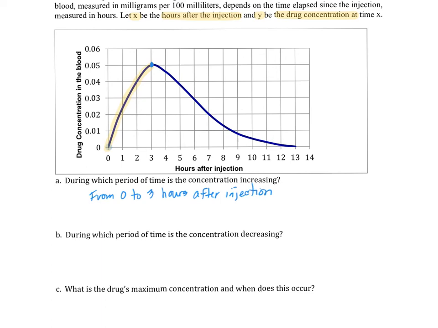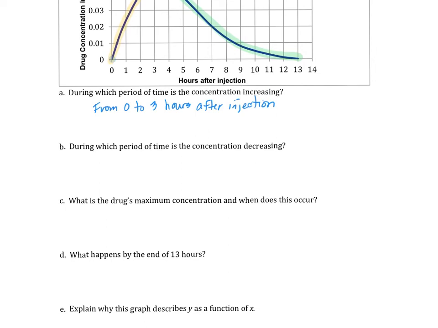Part B says, during which period of time is the concentration decreasing? So the concentration is decreasing if the graph is going down. And the graph is going down from 3 hours until it looks like it just stops at 13. So you could say after 3 hours, or specifically from 3 to 13 hours after injection. The way you say it is up to you. There's many ways to write the answer. From 3 to 13 hours after injection.